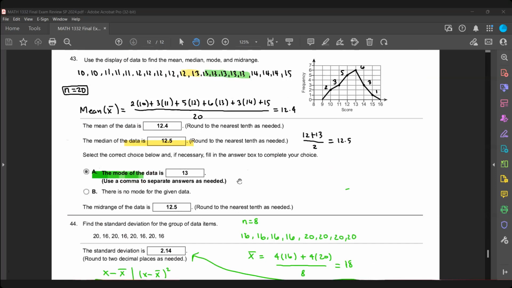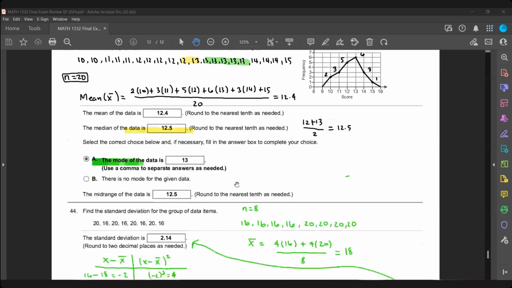And then the mid-range, in this particular case I didn't write it down. That will be 15 plus 10 divided by 2. The mid-range is 15 plus 10 divided by 2.